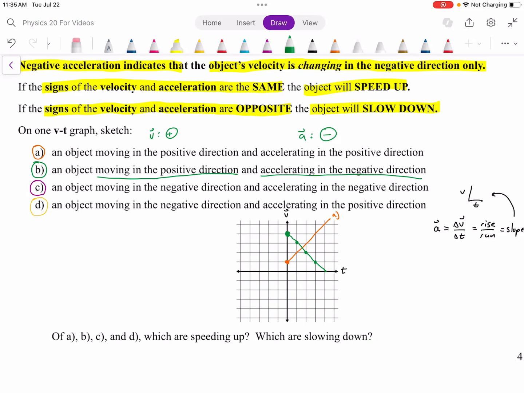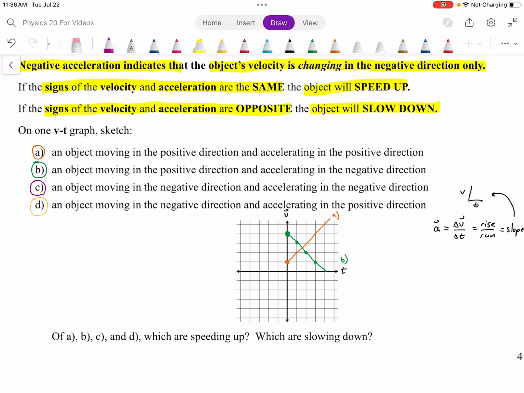Okay, now notice it's never actually moving in the negative direction. To do that, it would need to have a negative velocity. So this thing is always moving forward or positive, right? It's just getting slower and slower, getting closer to zero, right? And once again, notice this is a negative slope. So since it started at a positive y value and has a negative slope, it is heading towards zero. It's getting slower, right? But that never means it's moving in the negative direction in this case here.